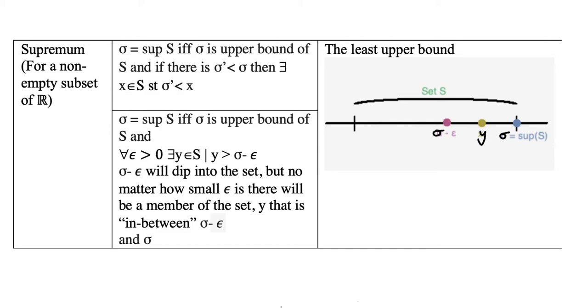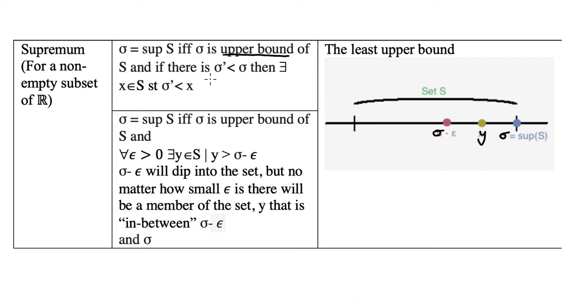Okay, so just a quick video on the definition of a supremum of a non-empty subset of the real numbers. We can define sigma. There are two definitions. First of all, let's define what the supremum is. Sigma can be considered to be the supremum of a set S if and only if sigma is an upper bound of that set and it satisfies the second condition.